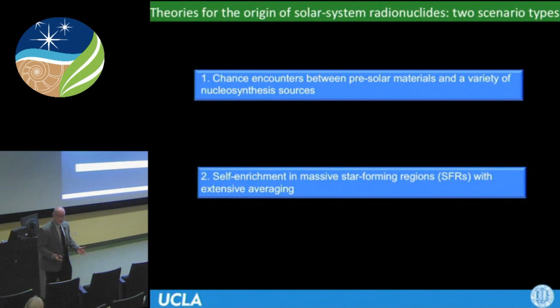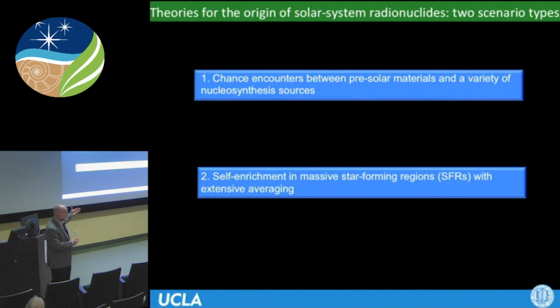And this has occupied a lot of the field for decades, and it's profitable because we learn a lot about the radionuclides and we learn a lot about the potential sources. A competing model would be what astronomers refer to as self-enrichment in massive star-forming regions with extensive averaging. In other words, an environment that gets enriched with radioisotopes because simply it's a young environment with lots of massive stars. So we have two different models. So really what I'm going to be talking about for the next 30 minutes or so is testing these two models. First, describing these two models, and then testing them, and then seeing which one we all like better, okay, and which one we think is right.